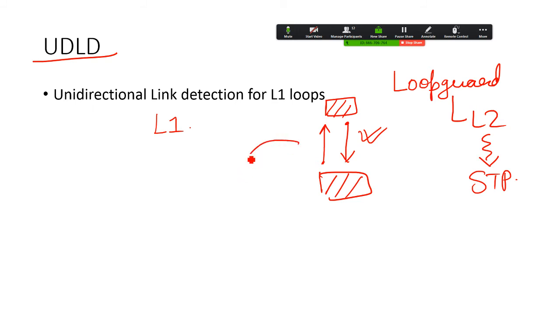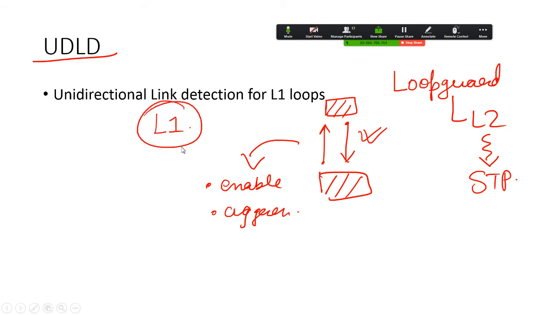So usually UDLD is enabled in two methods. One is the basic enable method and one is the aggressive method. But ultimately both methods are going to be very similar. It's not going to be much different between them. Usually we can't really do these things unless we have L1 kind of problems.